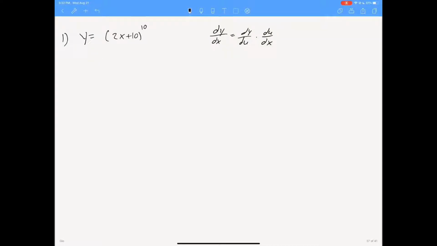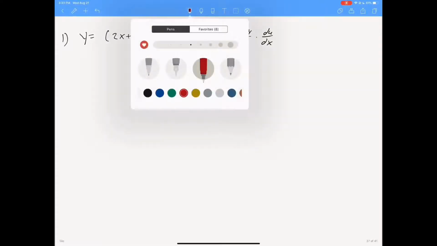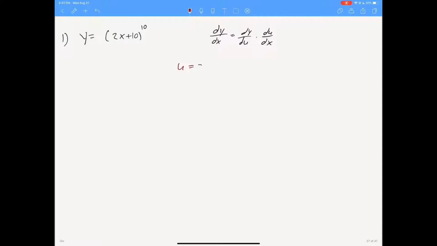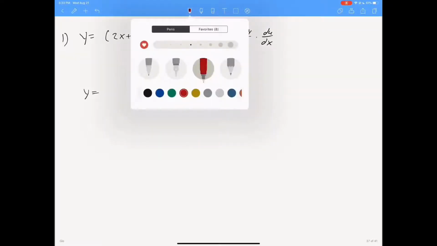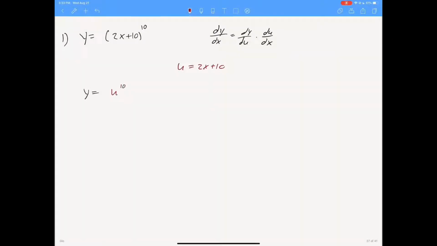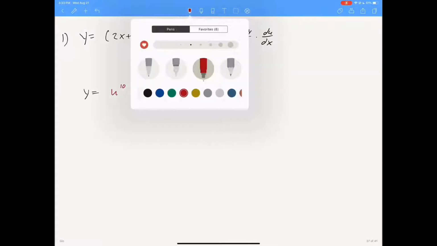But I can make this into an easy derivative if I just make a substitution. So let's make u equal to 2x plus 10. So y is equal to u raised to 10. This is a very easy derivative if we take it with respect to u. So we'll do just that.